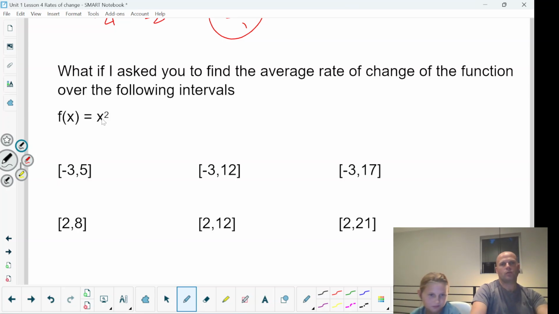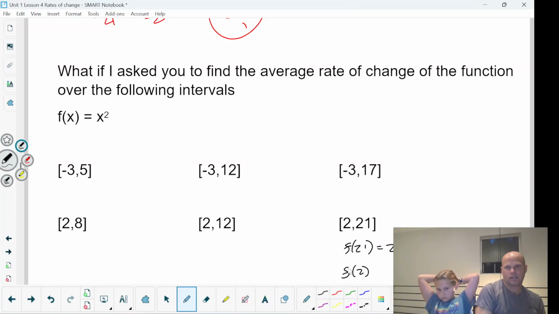What if I gave you the function x squared and I asked you for all of the changes over the intervals? Oh, cool. Like, for example, from 2 to 21. Well, I need to know what 21 squared is. Do you know what 21 squared is? No. Yeah, and I don't have a calculator right now, so that's tough. I do know that 2 squared is 4, but I have no idea what 21 squared is. So this one I can't really do unless I had more time.